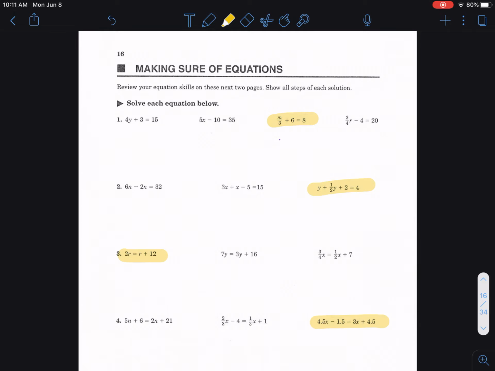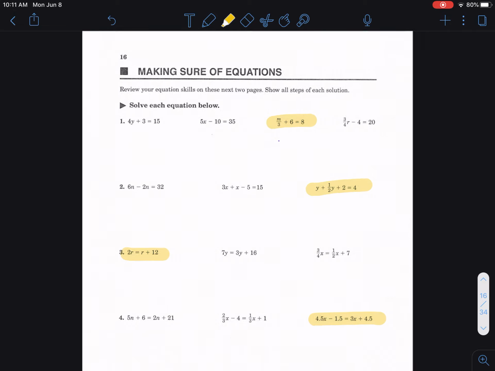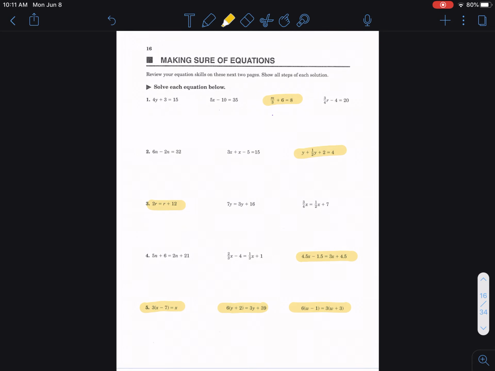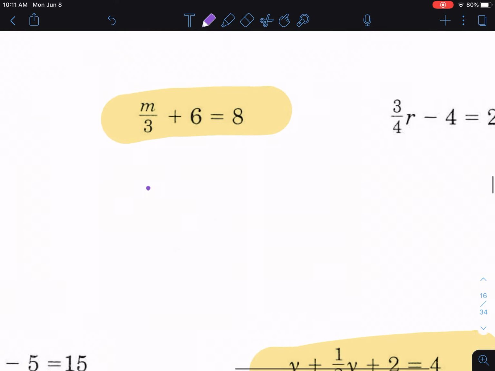Okay, so we're on page 16 of your algebra book. We're going to do highlighted problems. If you want to take a second and highlight these problems, these are the ones we're going to work through right now. Okay, let's get started with the first one on row 1.